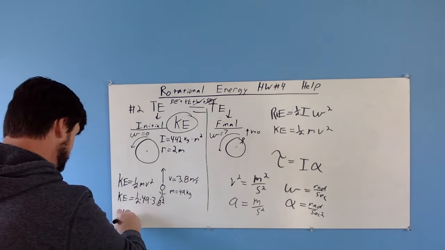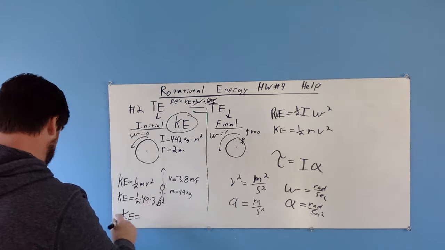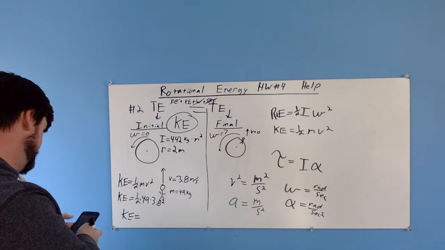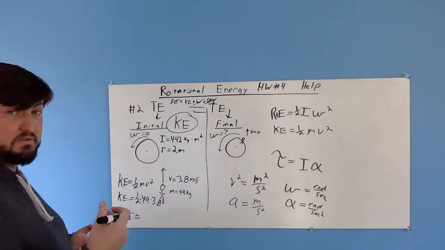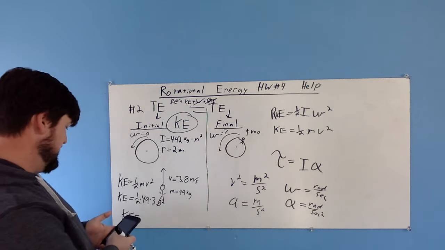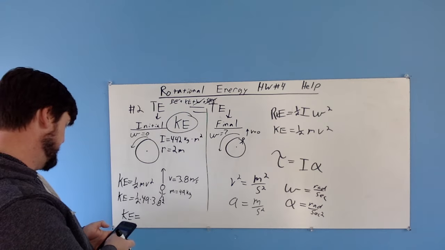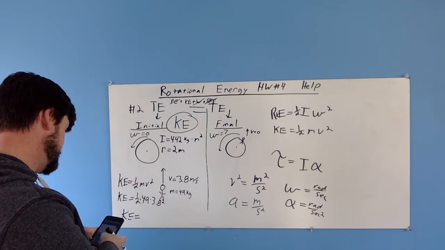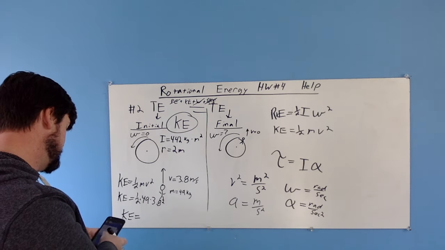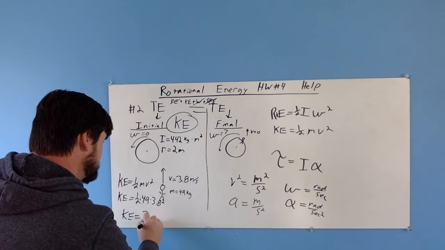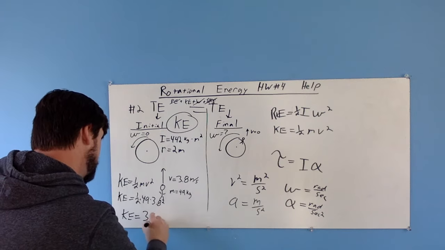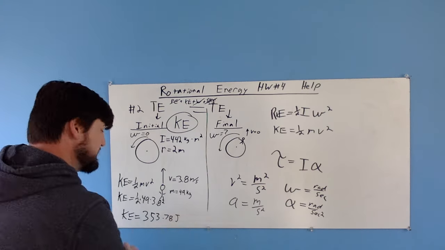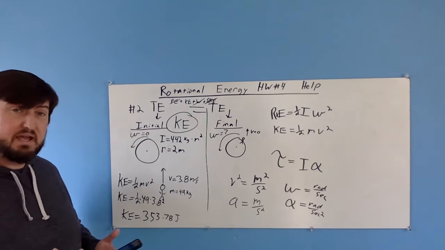So if I solve that out, let me get my calculator out here, and I will do this. Okay, so we get 0.5 times 49 times 3.8 squared, and you get his total energy budget then for this problem is 353.78 joules, okay? That's all the energy he has to work with.